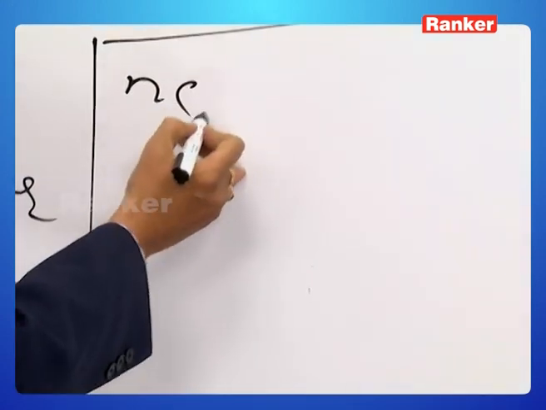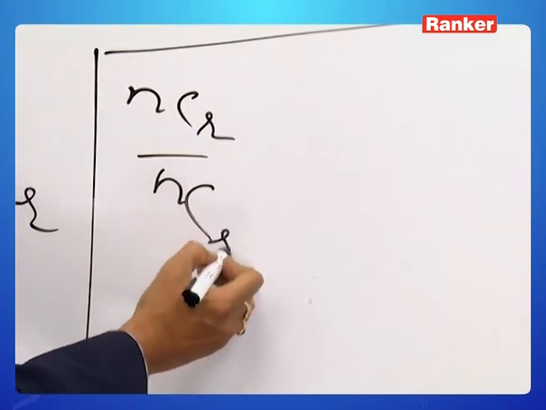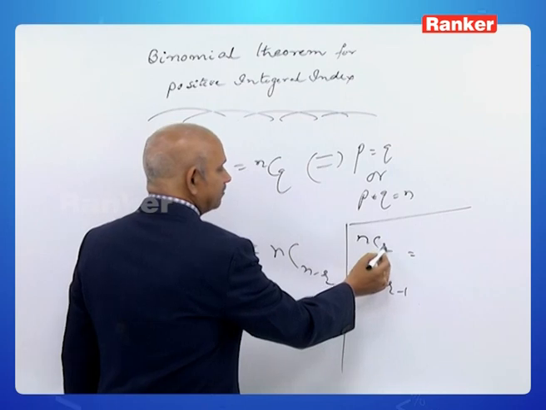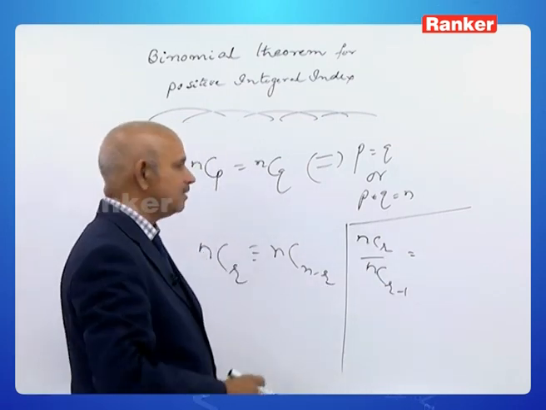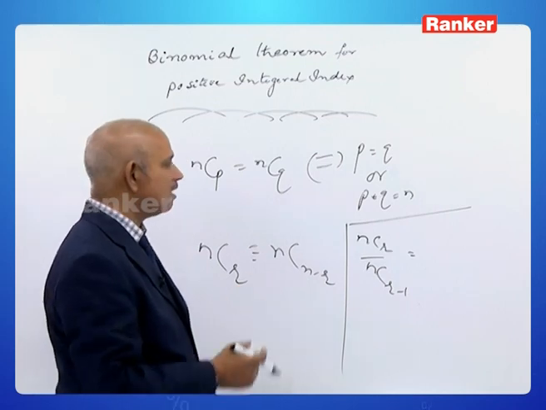One more important result, nCr by nC(r minus 1) is equal to, between r and r minus 1, which is smaller and which is bigger? r minus 1 is smaller, r is bigger.